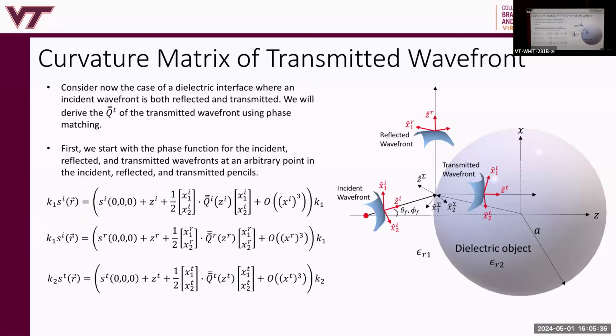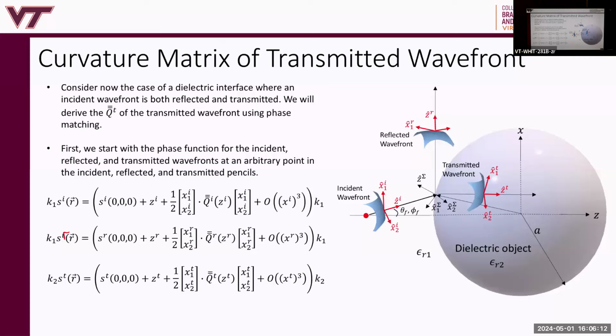Okay, so the incident pencil is given by S incident, the phase at the point of reflection and transmission here. The phase that the incident field carries up to that point, plus the phase along, or the distance along, the axial ray from that reference point, and plus the second order quadratic approximation of the incident wavefront, right? Okay, and we have the same thing now for the reflected wavefront.